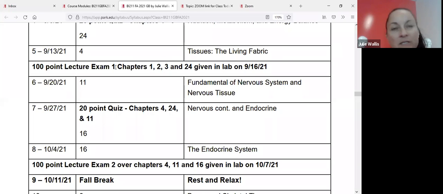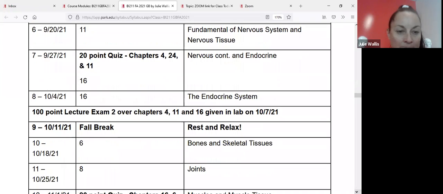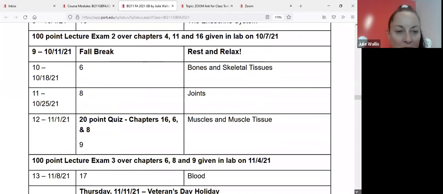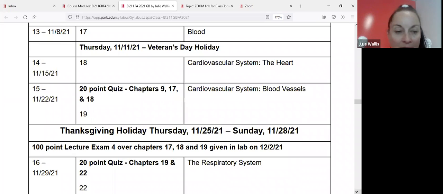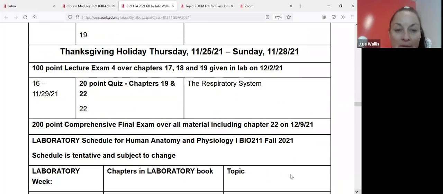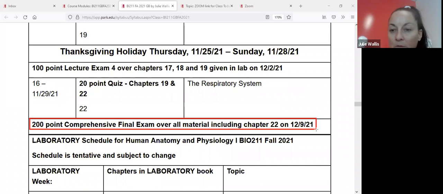All right, and then, like I said, tentatively, the exams I have set on the specific dates that are listed on here. We have 3 of those exams, and then we have the final exam after our Thanksgiving break, which is worth 200 points. The final exam is comprehensive. So again, I would highly lean on those quizzes.